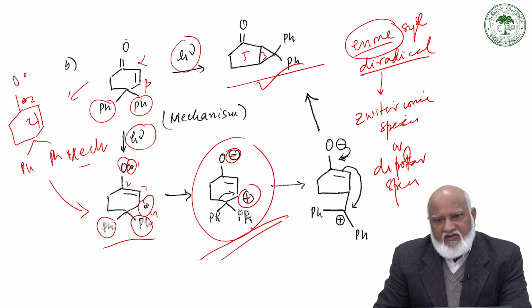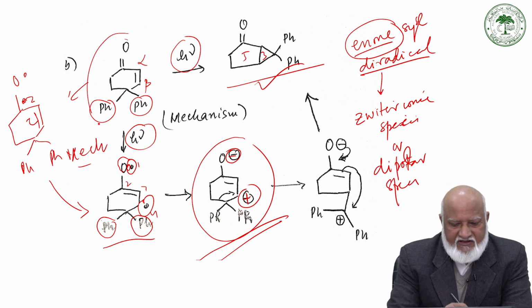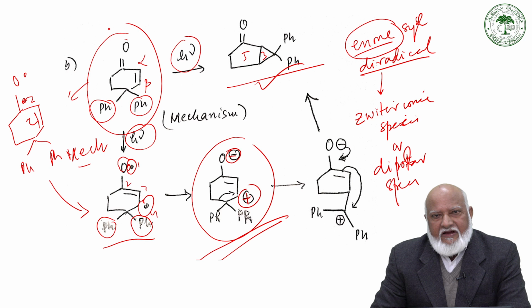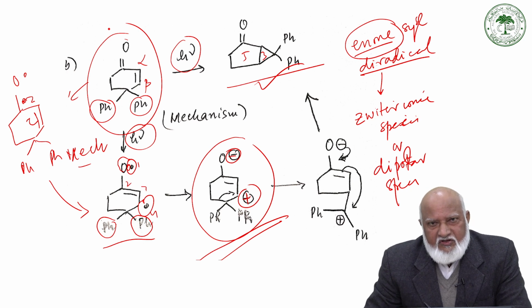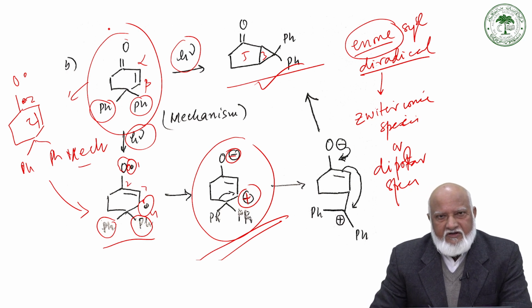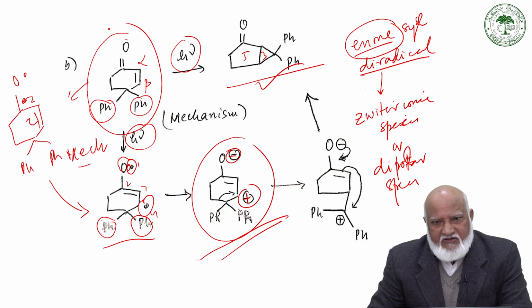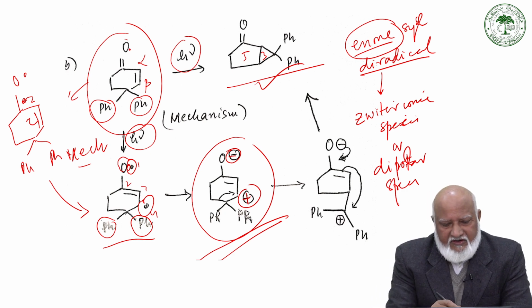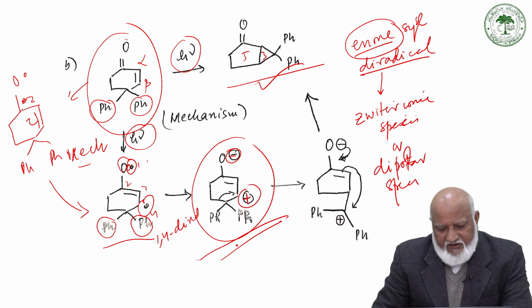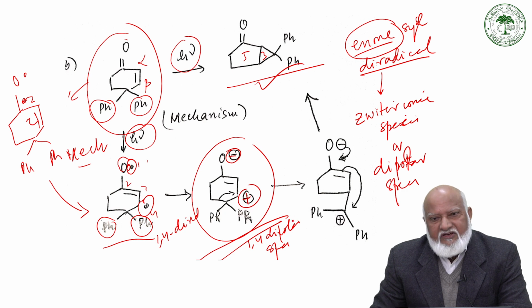The presence of this species under photolytic conditions in an enone system like this has very good evidence, and these dipolar species have been trapped by different trapping agents. So first, excitation of the carbonyl, then delocalization to generate the 1,4 diradical, then conversion of the 1,4 diradical to a 1,4 dipolar species, and then this undergoes rearrangement.